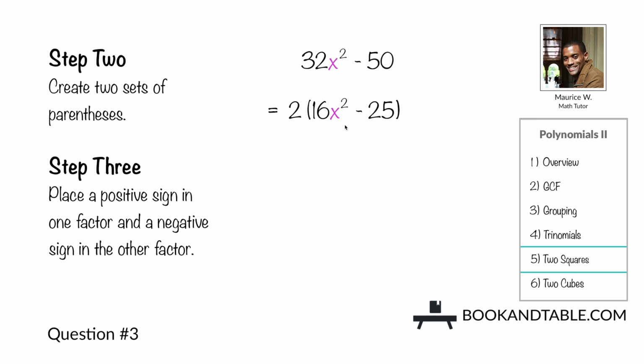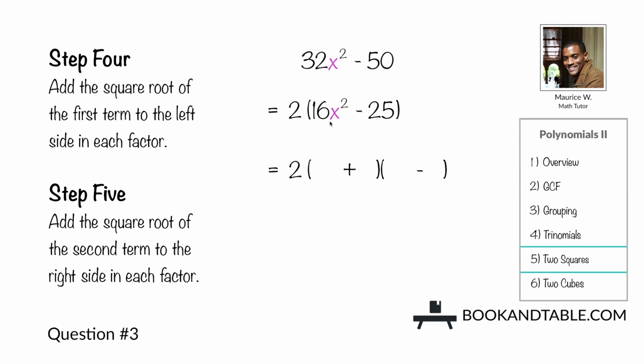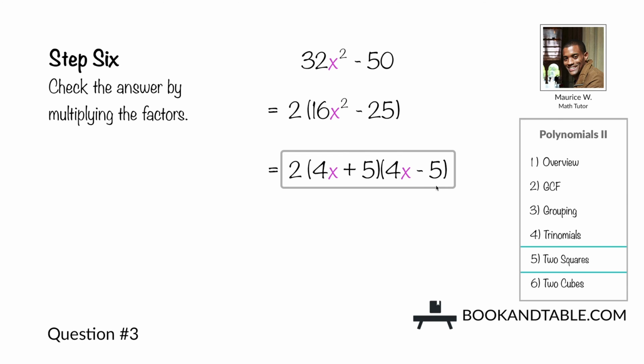So step 2, create 2 sets of parentheses so that we can factor this part of our expression. And now step 3, place a positive sign in one factor and a negative sign in the other factor. And now we take a look at the first term inside the parentheses here, 16x squared. And we want to add the square root of the first term to the left side of each factor. The square root of 16 is 4, and the square root of x squared is x. So 4x is on the left side of each factor. The square root of 25 is 5. So we add the square root of the second term to the right side of each factor. And once we've done so, we see that 32x squared minus 50 is equal to 2 times 4x plus 5 times 4x minus 5.